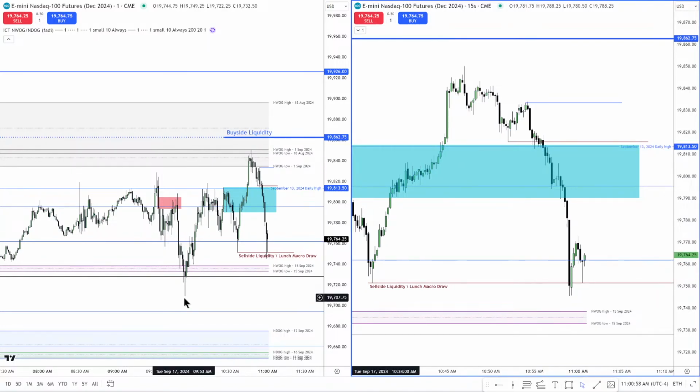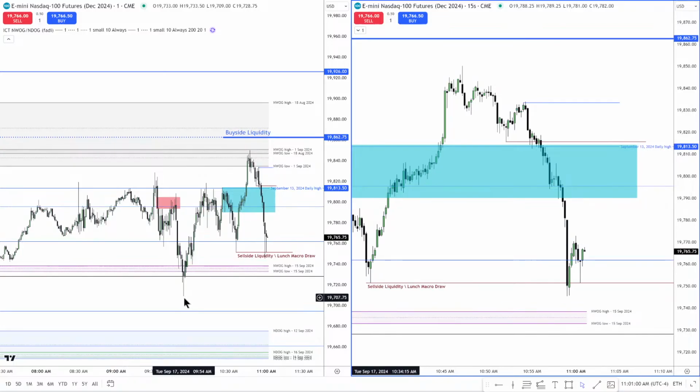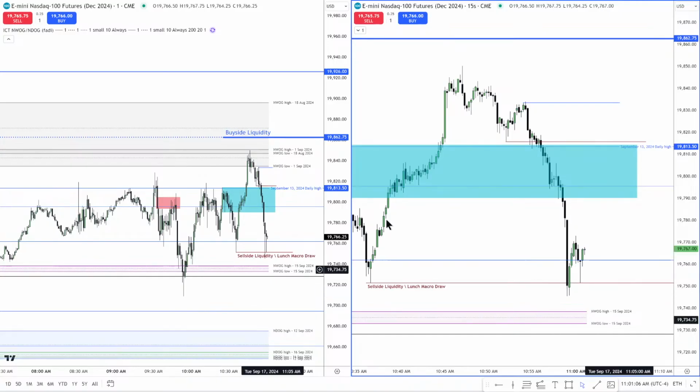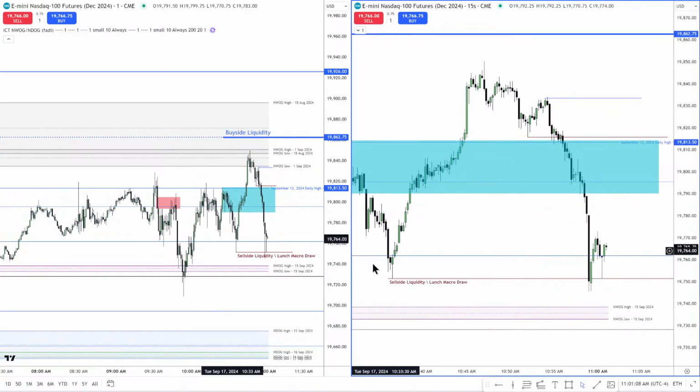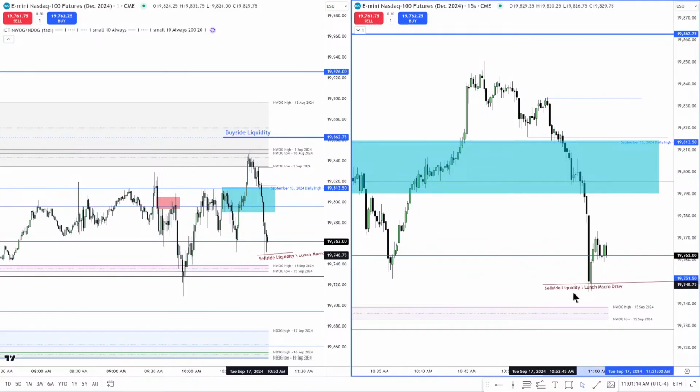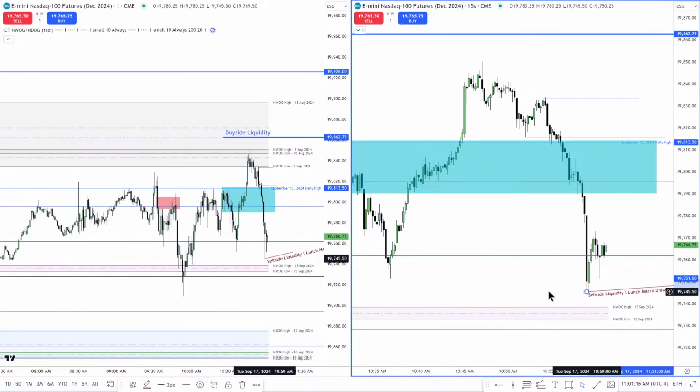All right, so day low here. I'm not convinced that they're going to come down that far, but I'm willing to give it another opportunity to sweep below here once more. So this low now becomes sell side.